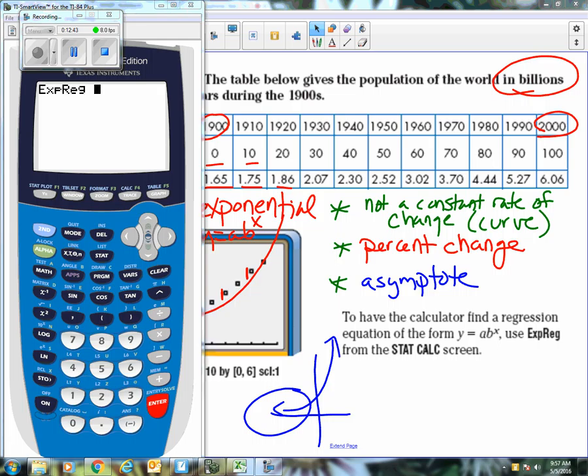Then go down to calculate and press enter. For me, and everybody whose calculator is doing what mine does, we should all end up with the same equation at the end. The only thing the store does is store your equation in your y equals for you. So again, when you get to the store line, it's vars over to y variables, function, and then number 1.